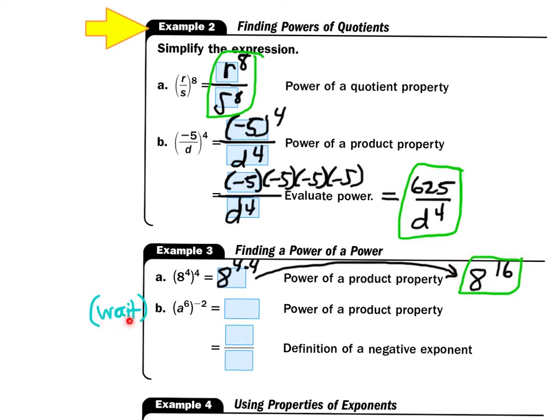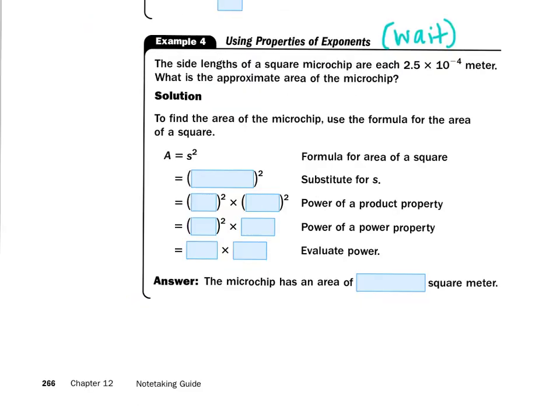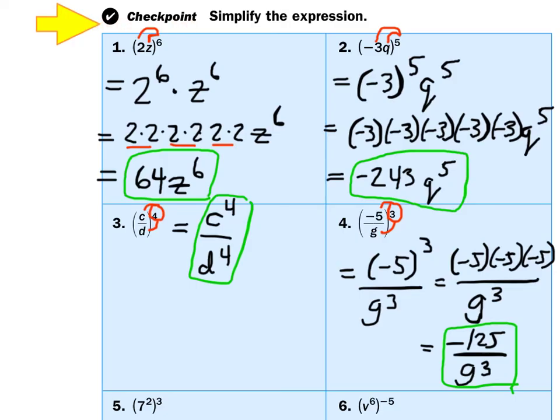Now, notice how I put the word wait next to B. We're going to talk about this. I'm going to go back and finish this after we do another lesson in chapter 4. Okay, wait right here with example 4. We're going to come back and do this later. Leave it blank. All right, let's talk about the checkpoint.